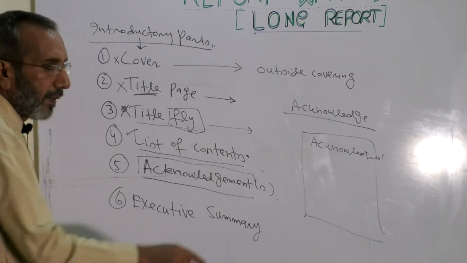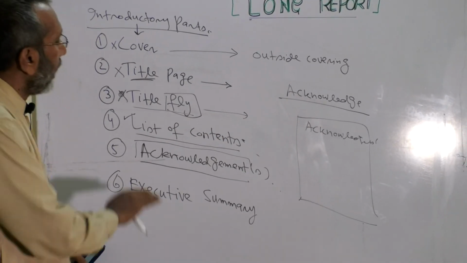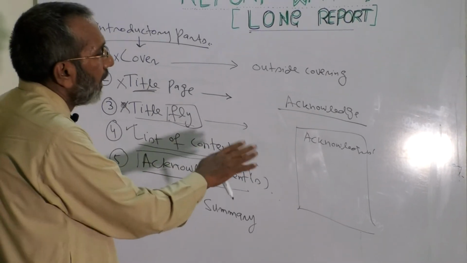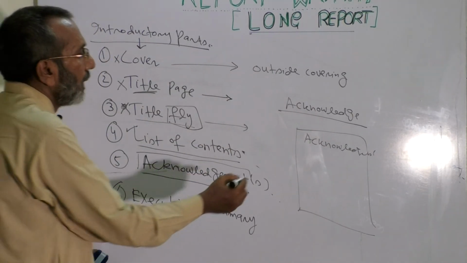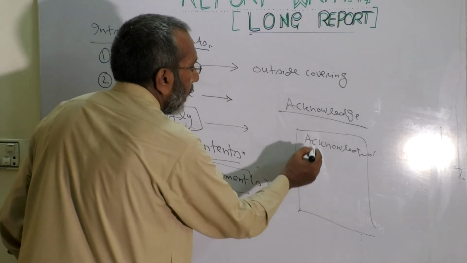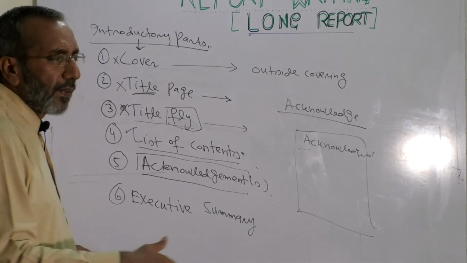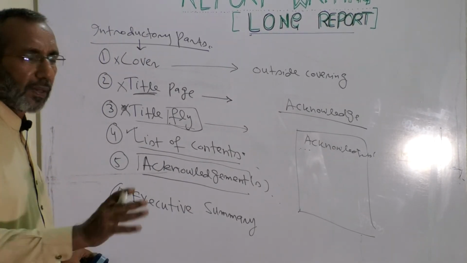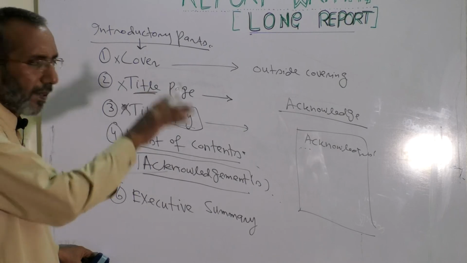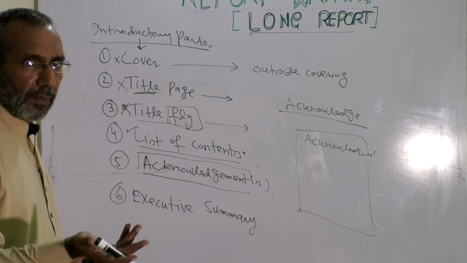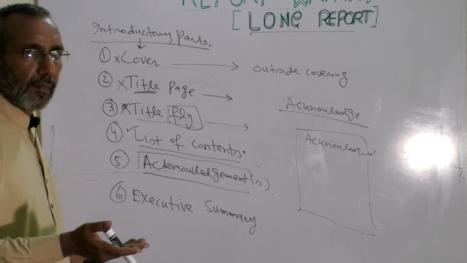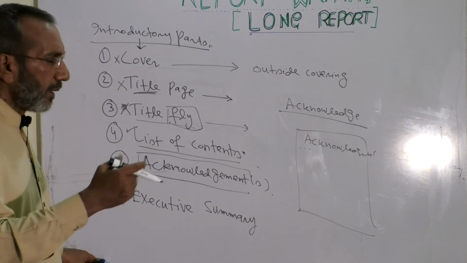But list of contents in any form, we do. Acknowledgements, usually we use one page for that, and in this we do what? We somehow appreciate, eulogize the efforts of those people who somehow helped you in preparing that report. Suppose I'm writing some report, and some students of mine, they cooperate a lot, right?